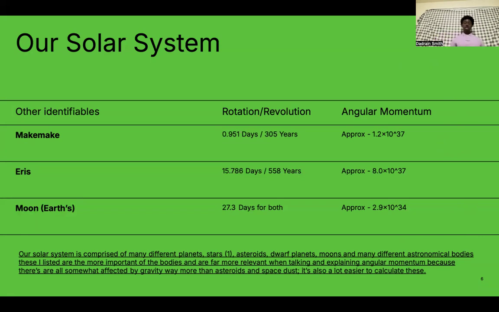But for right now, I also wanted to discuss that our solar system has many different bodies: asteroids, comets, space dust, dwarf planets, moons, other planets, and the star, etc. But I only identified the ones that have a similar system of rotation and revolution that the Earth does for reference, because the rotation and revolution are Earth days and years. And it's just a lot easier to calculate those bodies than asteroids and comets and space dust. It's a lot less complicated.